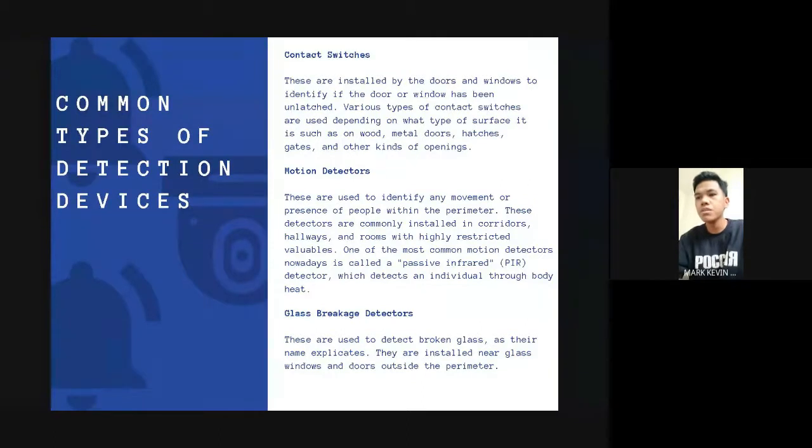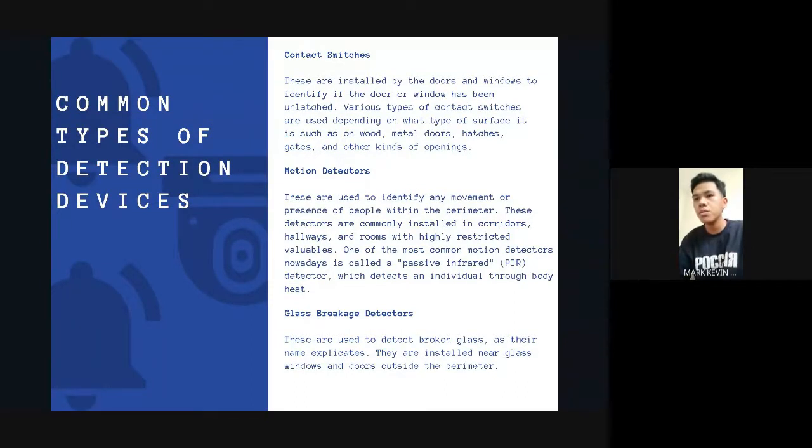Let's now proceed to the common types of detection. First, contact switches. These are installed on doors and windows to identify if the windows or door has been touched. Various types of contact switches are used depending on what type of surface it is, such as wood, metal, doors, hatches, gates, and other kinds of openings.